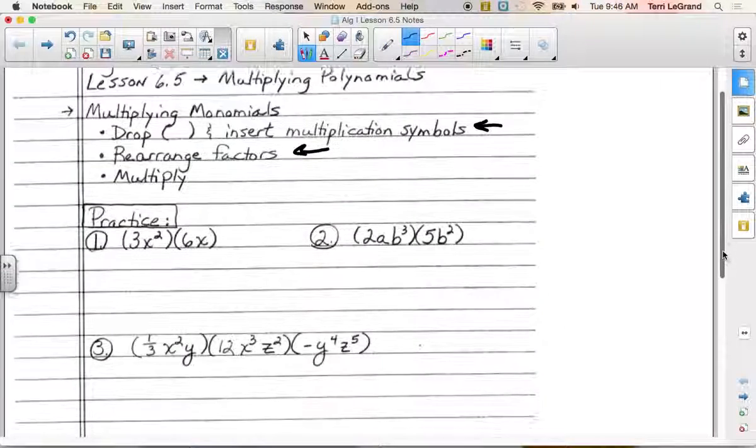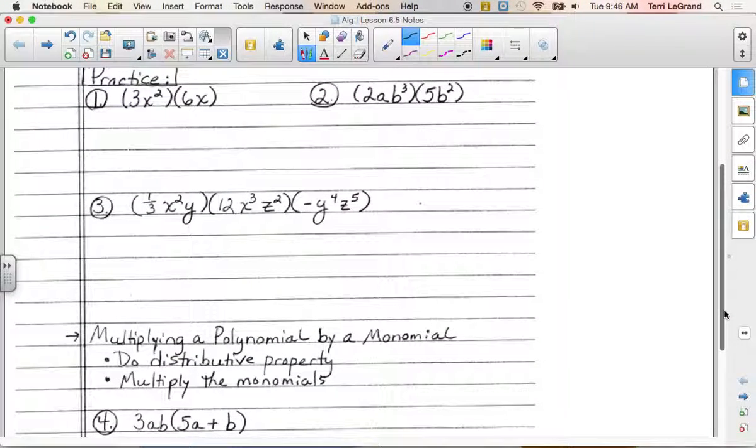Okay? So when we are going to take, number 1, 3x squared times 6x, is there any addition or subtraction going on there? No, none whatsoever. So we can just ditch those parentheses and insert a whole bunch of multiplication symbols here. We have 3 times x squared in the first monomial. That monomial is going to get multiplied times the other monomial, which is 6 times x. So it's just straight multiplication all the way across.